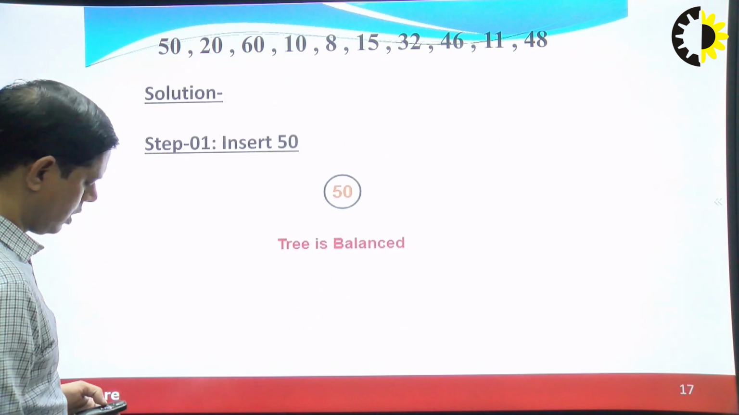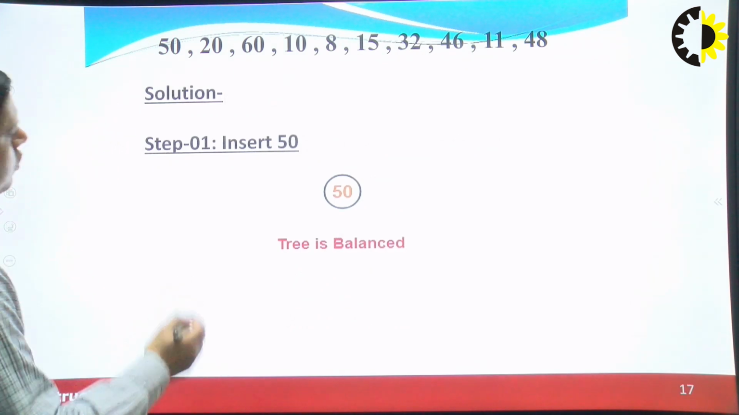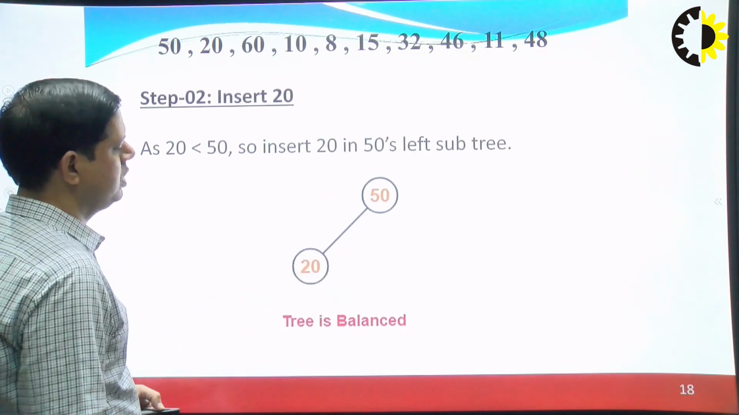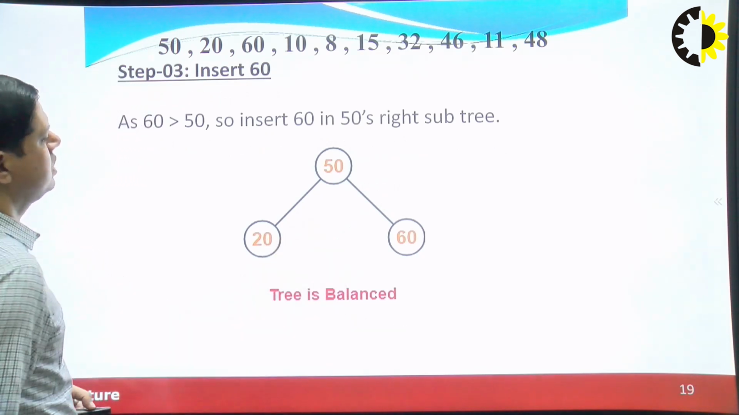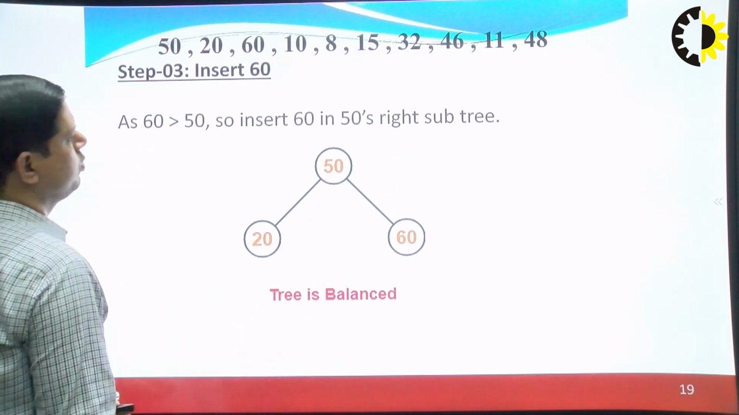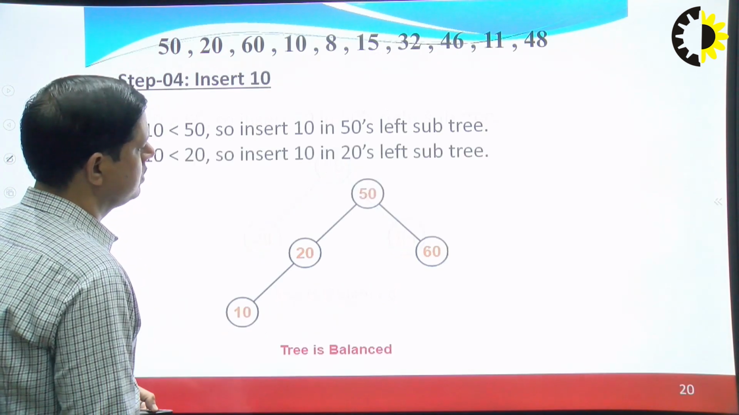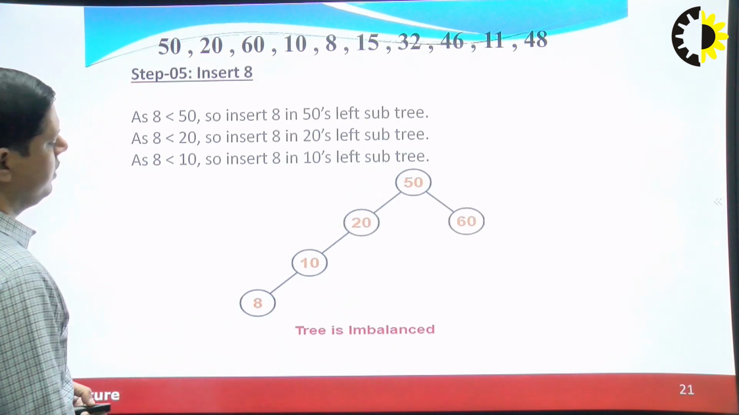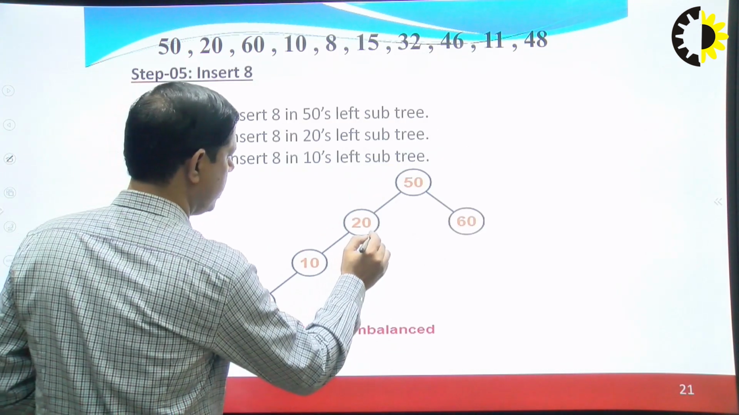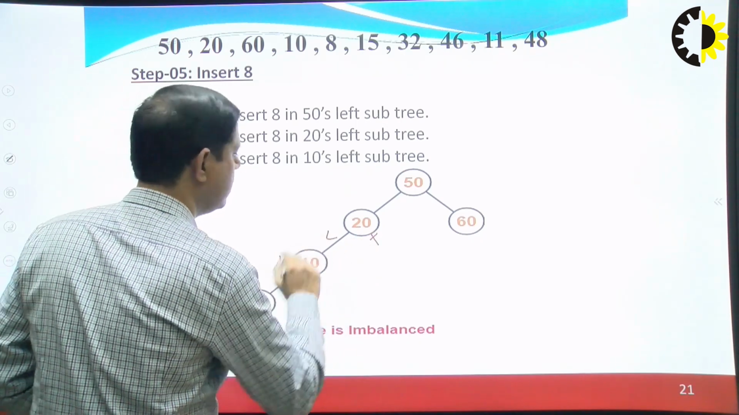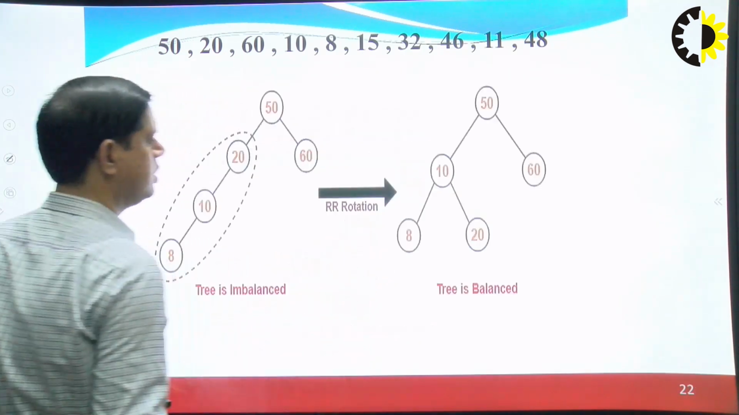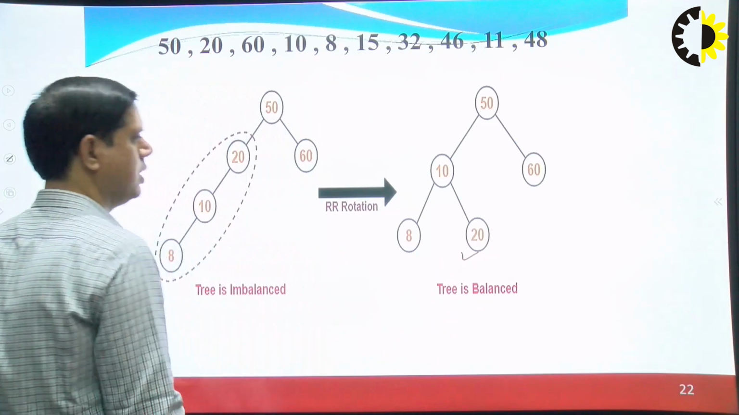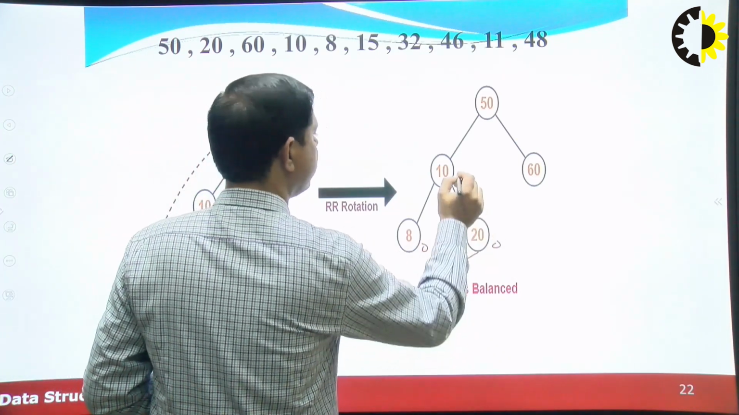We can see this with the help of this animation. First of all, we inserted 50, and the tree is balanced. Then we inserted 20 as per the binary search property, and the tree is also balanced. Then we inserted 60, and the tree is also balanced, as we saw in the previous slide. Then we inserted 10, and the tree is also balanced. Then we inserted 8, and after inserting 8, the tree is unbalanced here. Then we applied a right rotation, and after rotation the tree is like this and balanced. We can say this after calculating the balancing factor at each node.